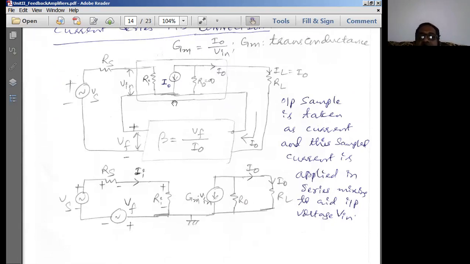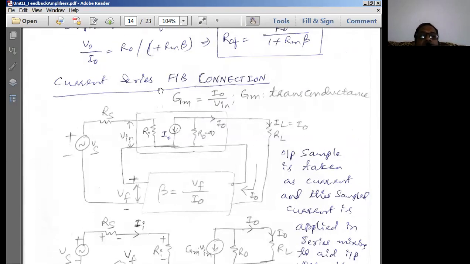Current by voltage is a conductance effect. As we are moving from input to the output in a forward direction, we call this transconductance. So I can write the Gm gain of the amplifier as equal to transconductance gain, which is equal to I naught by Vin, which is called transconductance gain. What is the equivalent circuit now?